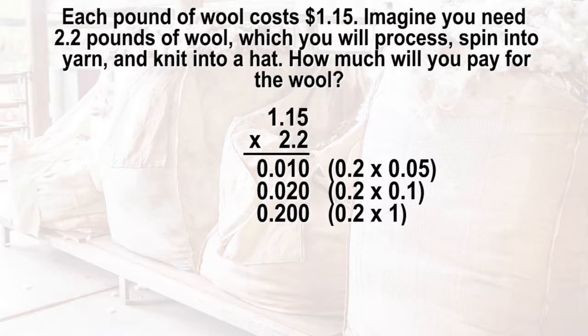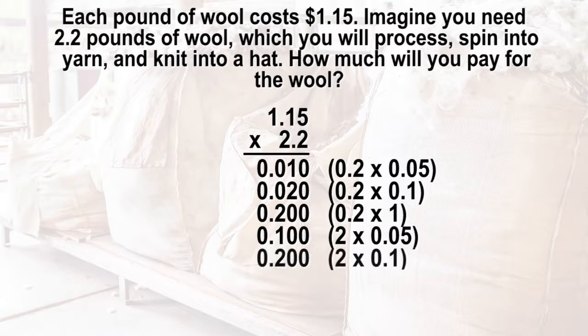Now we will multiply by the other digit on the bottom factor. 2 times 5/100 equals 10/100. 2 times 1/10 equals 2/10. 2 times 1 equals 2. The partial products can then be added for the total product.